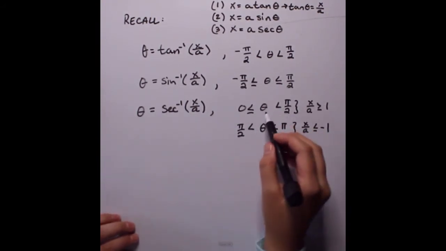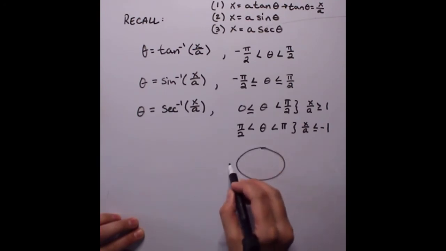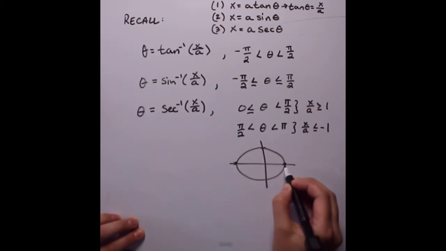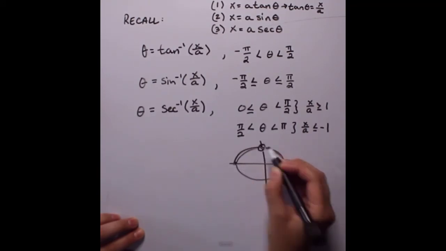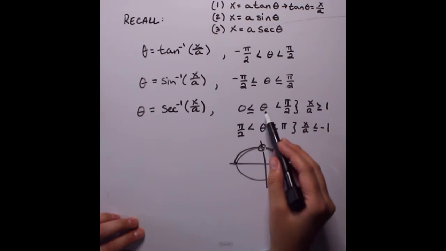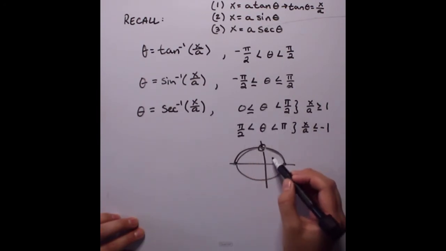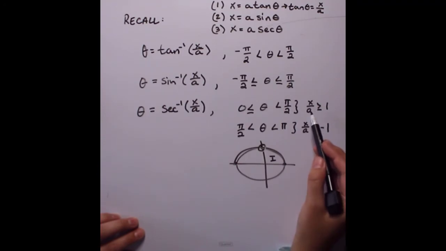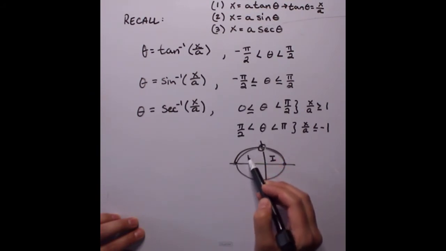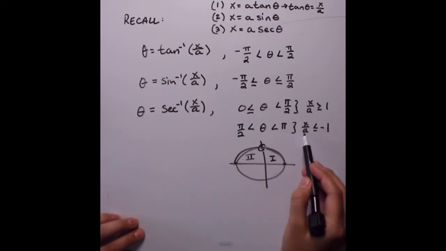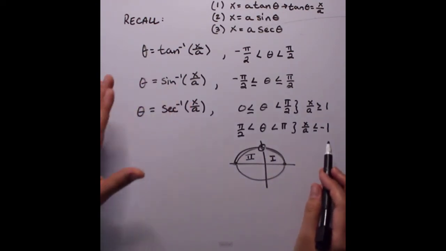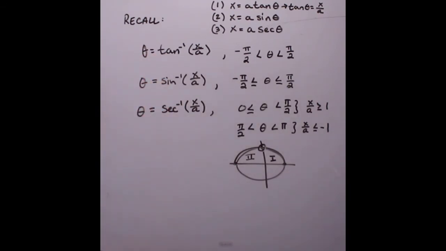Let me just show you with the unit circle really quick. We're talking about theta measures from 0 to pi, but we're not including pi over 2 because secant would be undefined right there. What we're saying is that you're going to get a theta between 0 and pi over 2 in quadrant 1 anytime your x over a is 1 or more. And then you're going to get theta in quadrant 2 anytime x over a is negative 1 or less. You don't have to worry too much about this, but I wanted to remind you what you knew about inverse trig functions before we get into our first example.